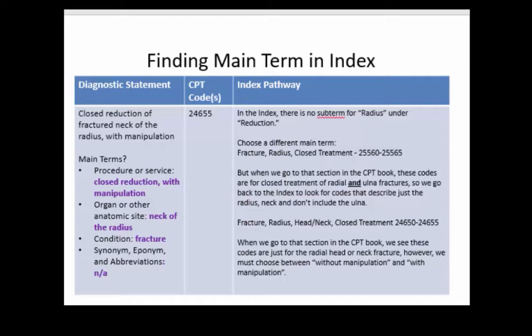So when we go back to the index and start reading down a little bit further, you get to fracture, radius, head/neck, closed treatment, and there's your code range. And now when we go to that section of the CPT book, we see the codes are just for the radial head or the neck fracture. And we have to choose between without manipulation and with manipulation.